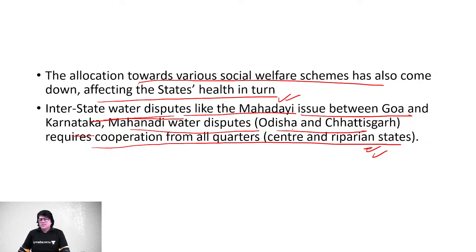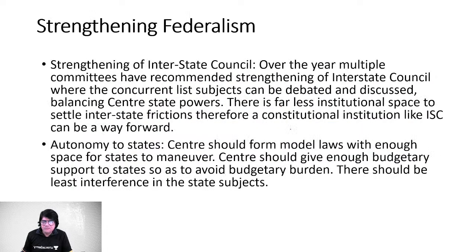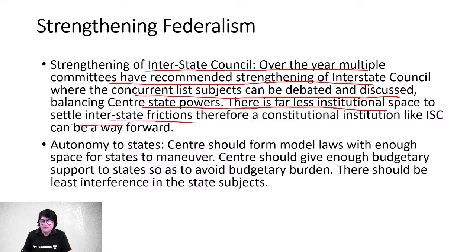So what I'm saying is that there are several areas where cooperative federalism is yet to be strengthened in more ways than one. Right. Then strengthening federalism, in strengthening the interstate council. Over the years, multiple committees have recommended the strengthening of the interstate council, where the concurrent subjects can be debated and discussed, and balancing center and state powers, and there is far less institutional space for states. Interstate frictions are therefore a constitutional concern, and constitutional institutions like the interstate council can be a way forward.